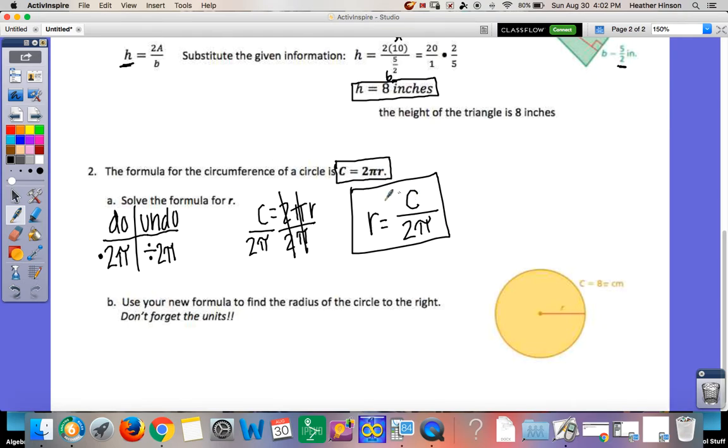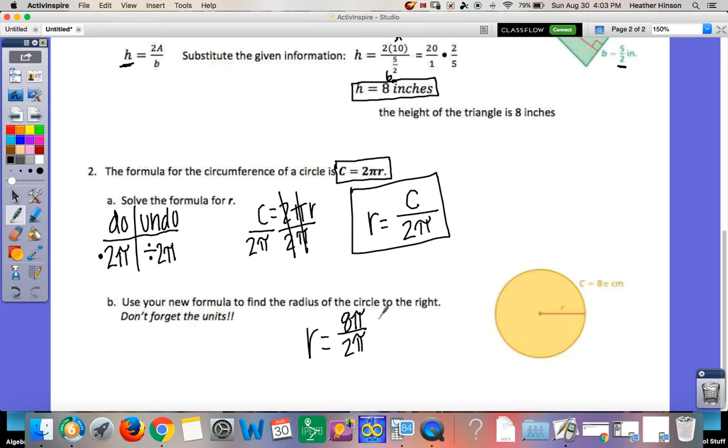So once we've got our new formula, we want to find the radius for this circle. So it tells us that our C, our circumference, is 8 pi. So all we're going to do is plug it into C. So 8 pi divided by 2 pi. And then it's just a matter of plugging it in your calculator.